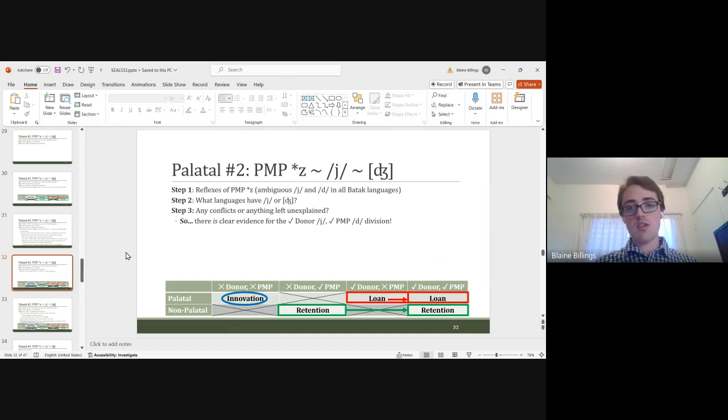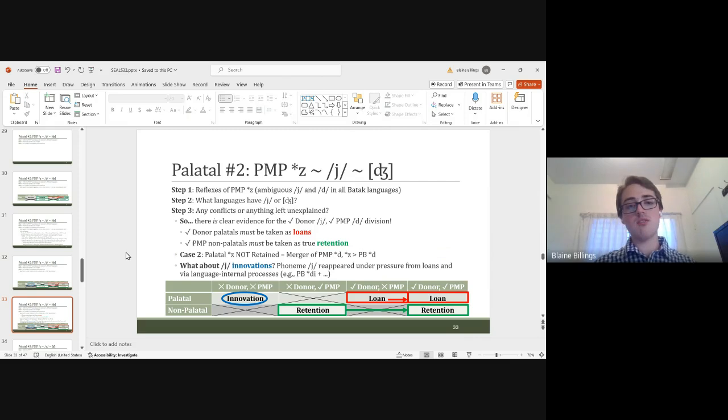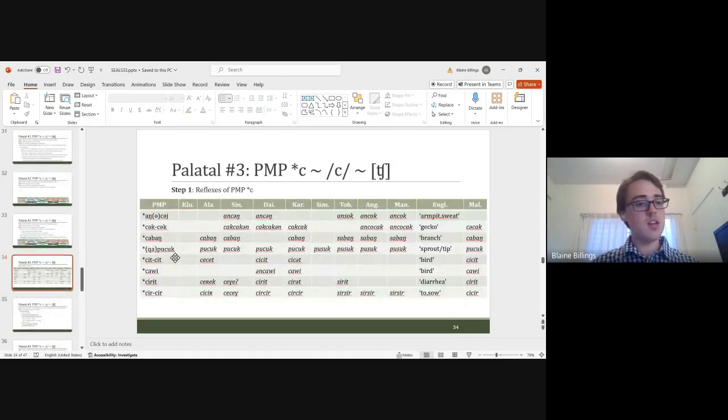Okay, so there is clear evidence for a donor J and a PMP D division, which means that we have case 2, that the palatal Z is not retained, just like with the palatal nasal. And in this case, there was a merger of PMP D and Z to Proto Batak D. So then what about all of the J innovations? It seems that these phonemes reappeared under pressure from loans from outside languages and via language internal processes. Remember on a couple slides ago, I said that some J's were innovated on PMP words that did not originally have J. Okay, so that's kind of controversial, but this will probably be the more controversial one of the bunch.